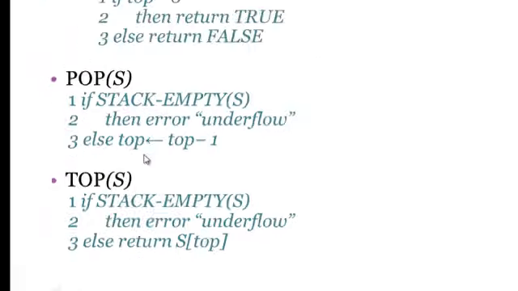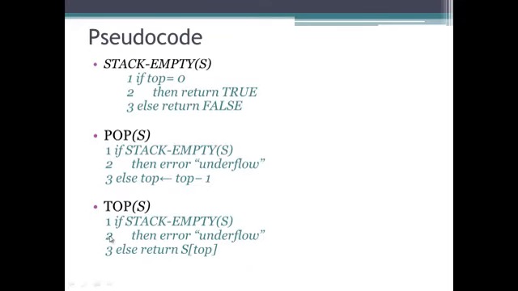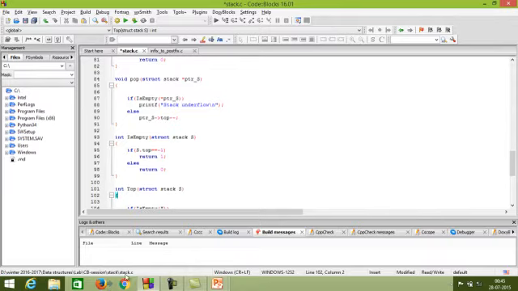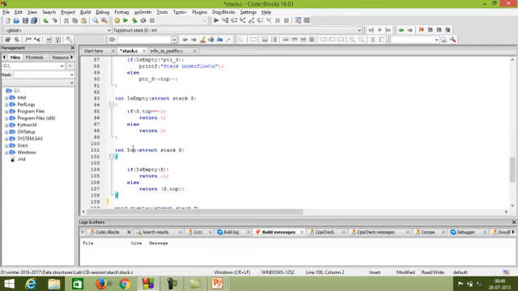Let's move back to the presentation to see the pseudocode of top. For top also we check whether the stack is empty. If it is empty, we print an error message as stack underflow. Otherwise we return the topmost element on the stack. Coming to the implementation part, we have the definition here. Top takes only the structure variable, again not an address, because top just returns the topmost value, no change happens inside. So it's enough to pass only the variable name.